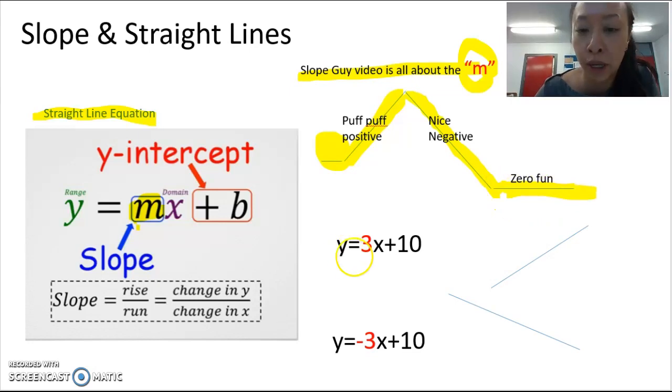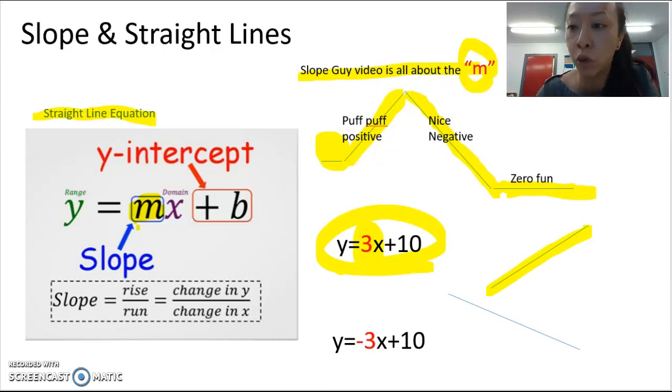So let's look at one example, y equals 3x plus 10. We can see here that the m, which is the slope, is the one right next to the x. So in this situation, the 3 is positive. So how does a positive 3 slope look like? Puff puff positive, it goes up, and that's why this line goes up.